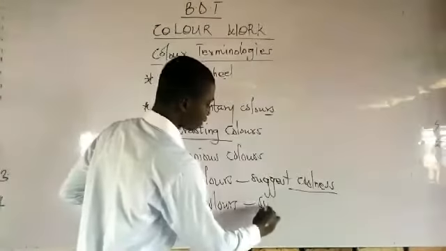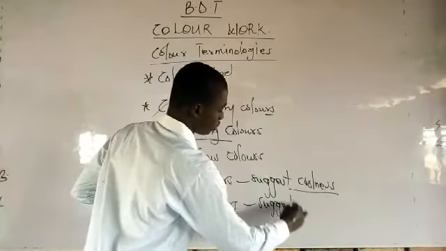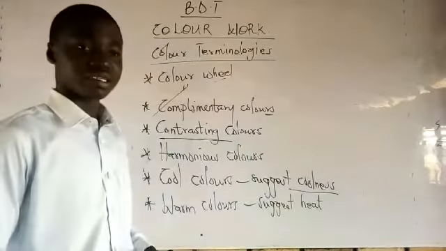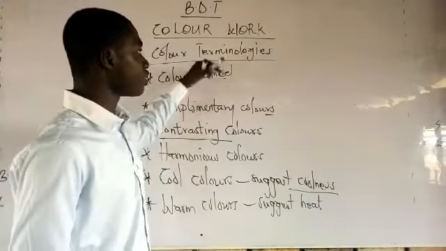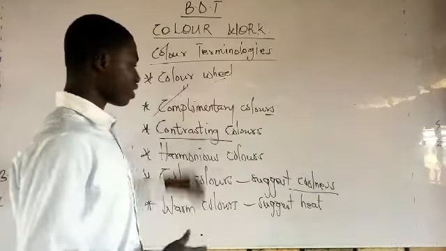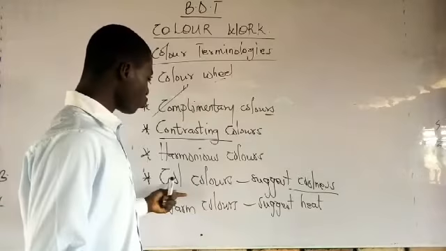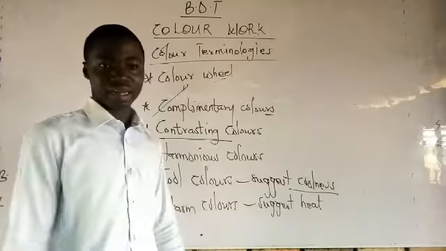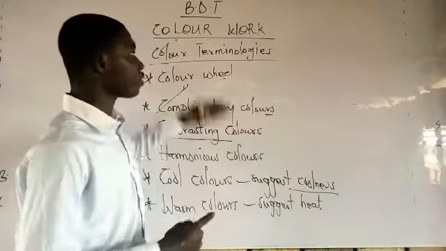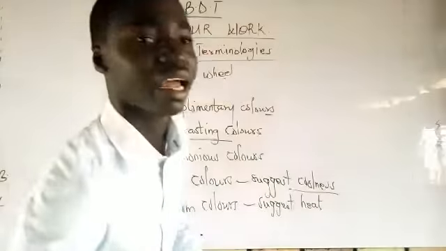So here they suggest heat, or the feeling of what? Heat. So that's it for the terminologies in color, where we have color wheel, complementary colors, contrasting colors, harmonious colors, cool colors, and then warm colors. Now let's draw the 12-point color wheel, so we use it to explain all the terminologies in color work.